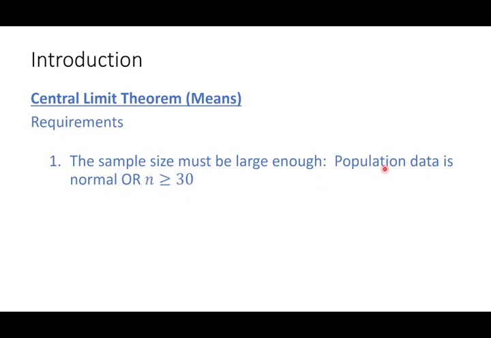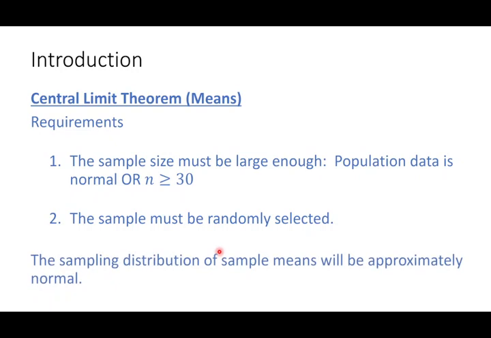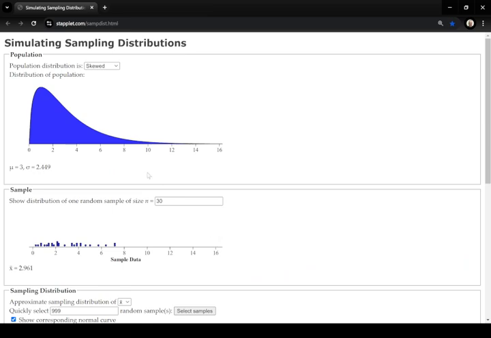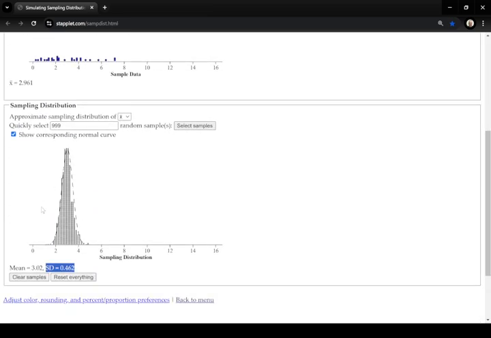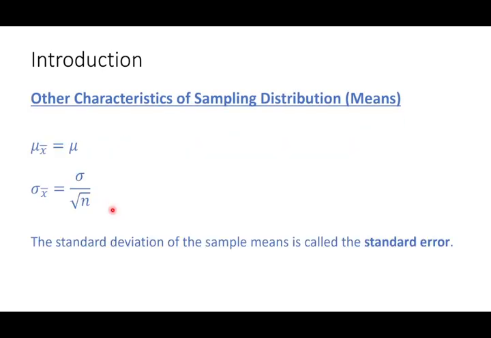So if either one of these things happens, and we have a random sample, that's super important because a random sample is the only way we can get a sample that actually represents the population. Then the sampling distribution of sample means will be approximately normal. That's what we just saw here. This sampling distribution of X bar is normal. Furthermore, the mean of all the X bars will be the real mean. So let me say that again. The mean of all of possible sample means is the population mean.